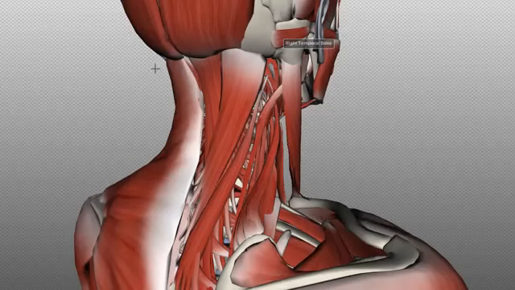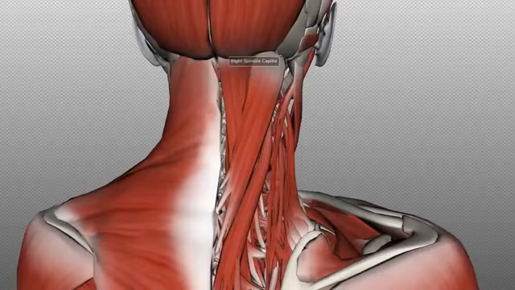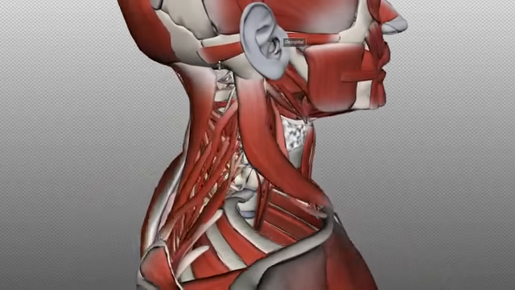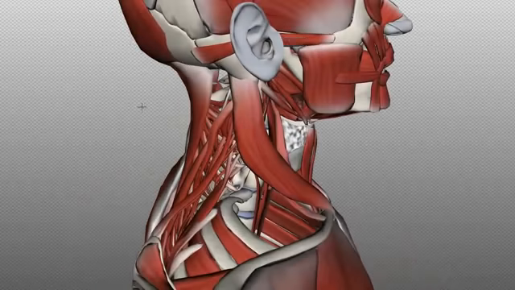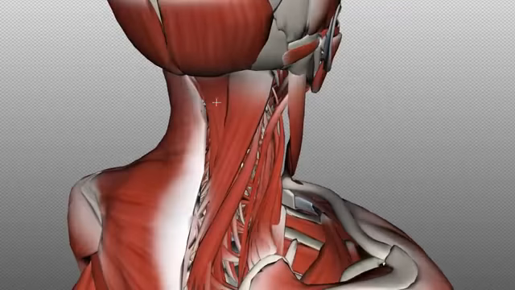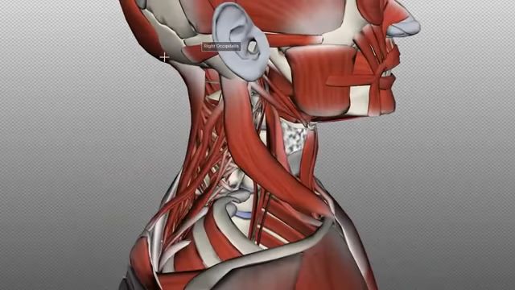So you've got one on either side, and what this muscle does is it draws the head backwards when it contracts. So it brings the head backwards if they're both contracting at the same time. If one contracts, then it will rotate the head around, but if both contract it will draw the head backwards. So that's the splenius capitis.